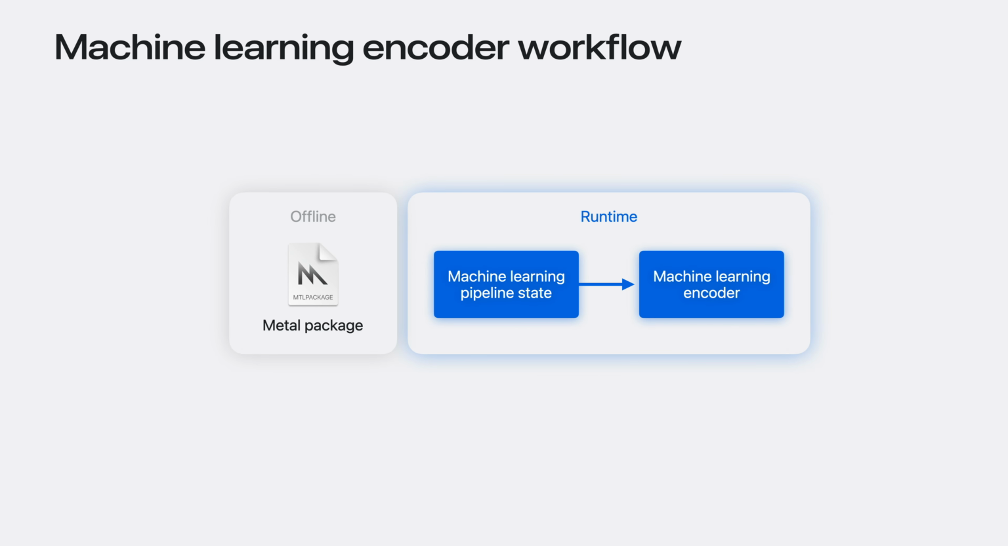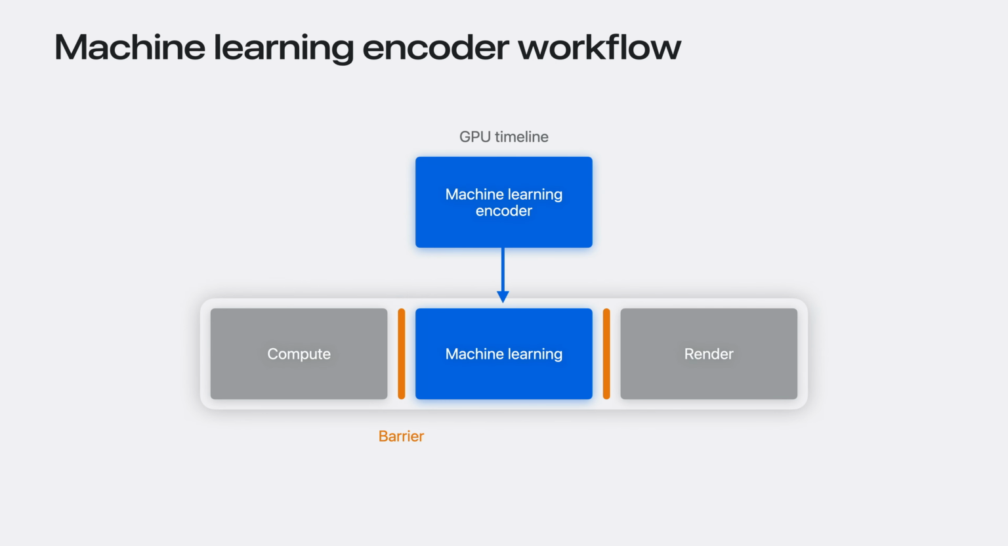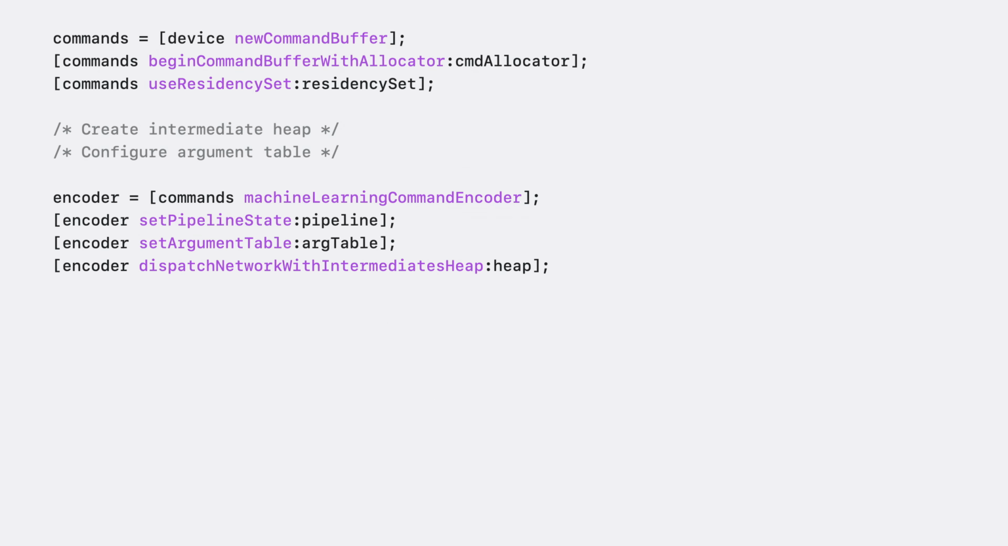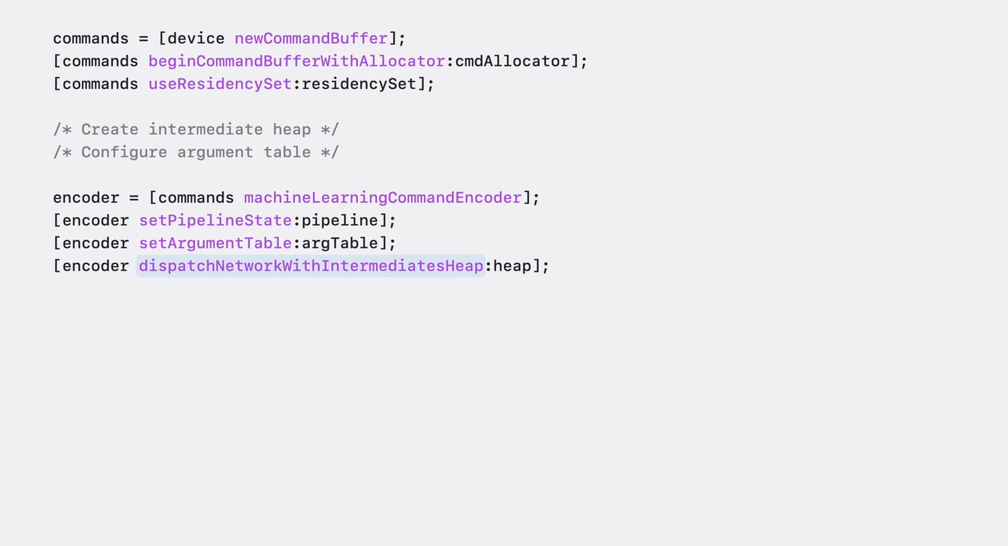Now the next step is creating the machine learning command encoder and encoding work. Let's take a deeper look at using the ML encoder object to dispatch work on the GPU timeline. Simply create the encoder object, just like creating an encoder for compute or render. Set the created ML pipeline state object and bind the inputs and outputs being used. Finally, dispatch the work using the dispatch network with intermediates heap method.